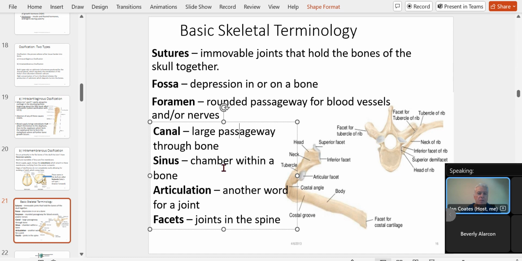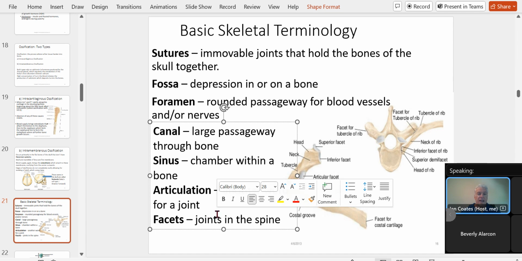Sinus: a chamber within a bone. We have lots of sinuses in our skull. There's lots of empty space, more mine than yours. The whole idea is that if our head was a solid piece of meat and bone, we'd all be walking around with broken necks, because our cervical vertebrae can't handle much. So there's a lot of air pockets in our head, which makes our head lighter than it appears. Articulation, another word for joint.